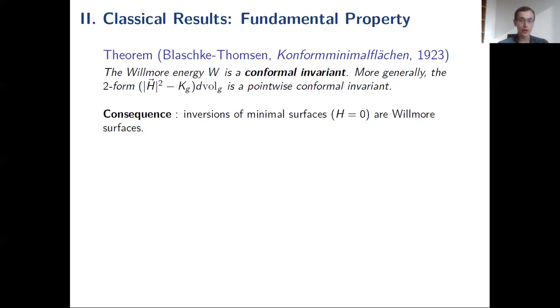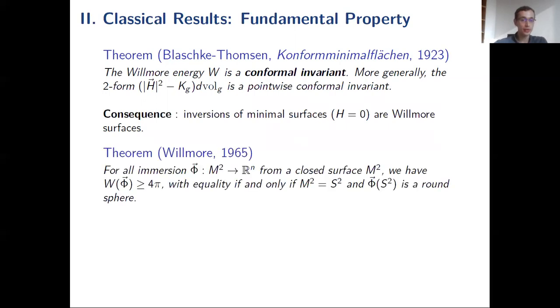And more generally, this two-form (H squared minus K) is also a pointwise conformal invariant. The consequence is that inversions of minimal surfaces are Willmore surfaces because they truly minimize this quantity. And here I should mention that if you invert an open surface and then it becomes closed, then the Willmore energy will not be the same. I mean, you will have a multiple of 4 pi corresponding to the right multiplicity that will come out. So, for example, if you invert the catenoid, the integral is 0, but the inversion of the catenoid has 8 pi of Willmore energy.